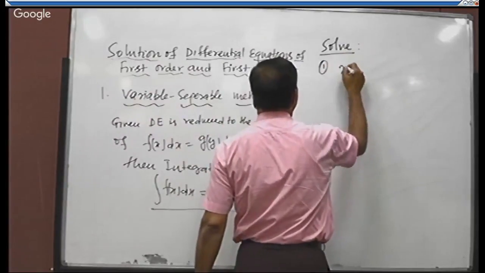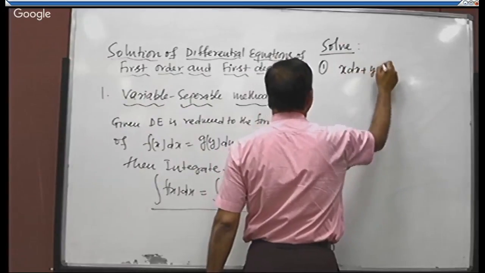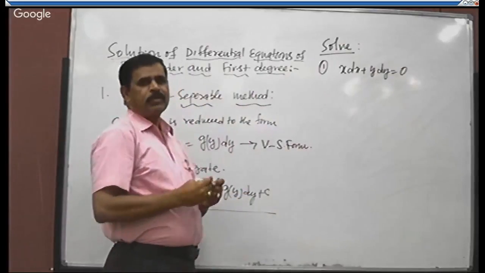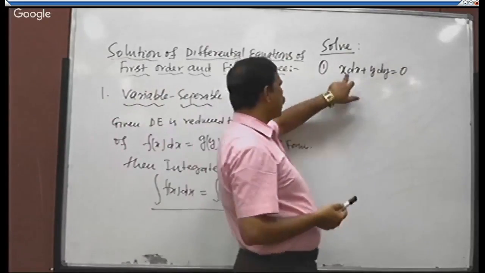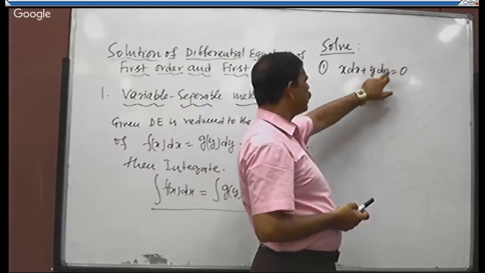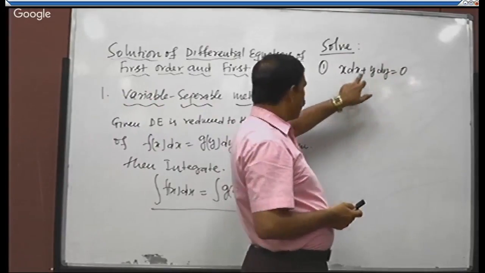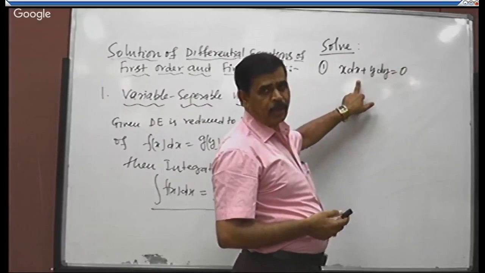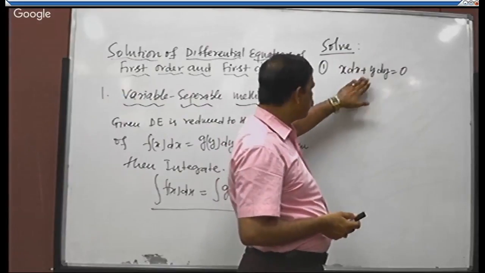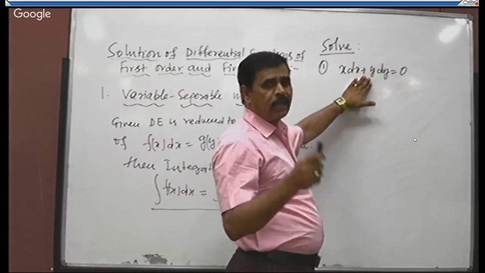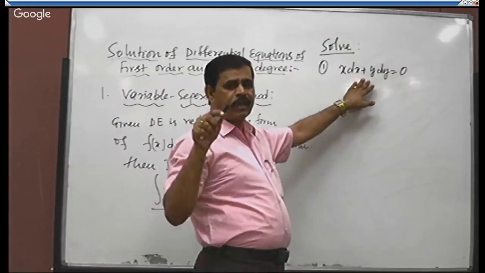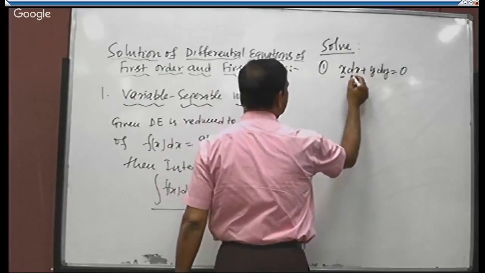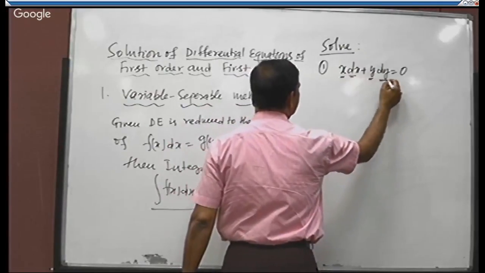Solve. Number 1, x dx plus y dy is equal to 0. I've taken a very simple problem. What is that problem? X into dx plus y into dy is equal to 0. You observe this. Can we separate the variable? Not required. Why? The given differential equation is itself in the separated form, right? See, x is along with dx, y is along with dy.